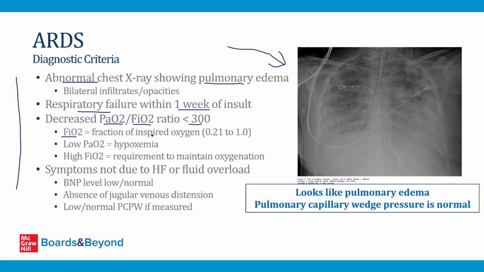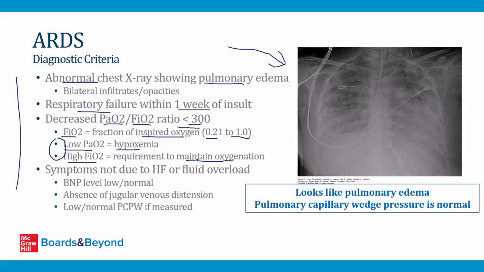So the FiO2 is the fraction of inspired oxygen. In a patient breathing room air at sea level, the FiO2 is 0.21 or 21%. In a patient on a mechanical ventilator breathing 100% oxygen, the FiO2 would be 1. And then PaO2 is the partial pressure of oxygen in the arteries. You obtain this from a blood gas. And that's going to be low in ARDS because the patient has hypoxemia. And the FiO2 can go up in ARDS because you have to give the patient more and more oxygen to maintain their oxygen level. So this ratio of the PaO2 to the FiO2 goes down in ARDS and has to get less than 300 to meet criteria for the diagnosis.